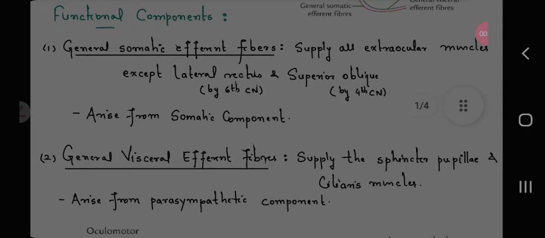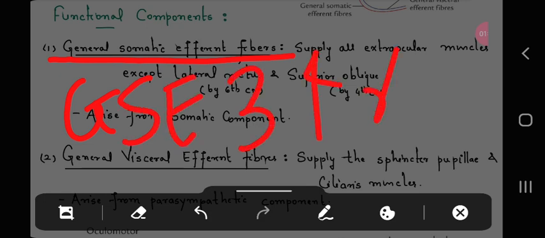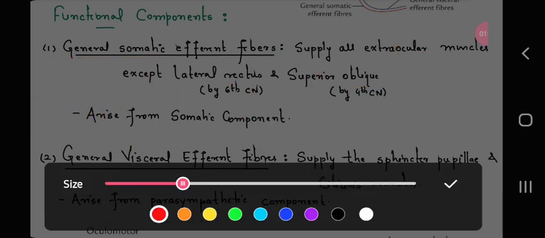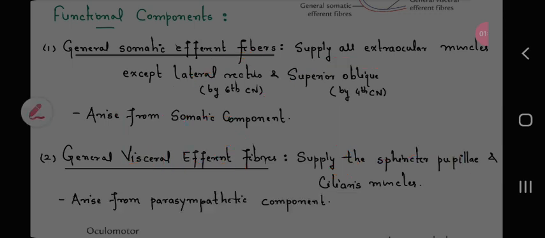Functional component general somatic efferent, that is the GSE column, which contains 3, 4, 6 and 12. It supplies all extraocular muscles except lateral rectus and superior oblique, since we know that lateral rectus is LR6 and superior oblique is SO4. It arises from the somatic component.